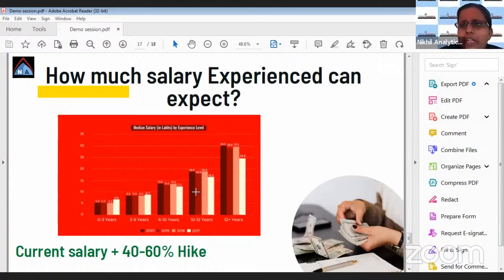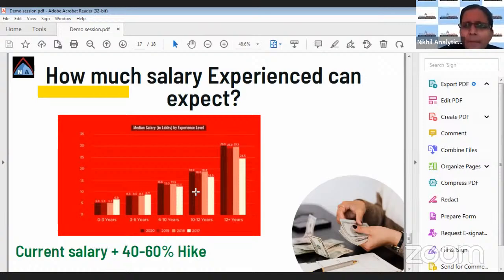If you have answered more than 60% of the questions, you can expect a 40 to 60% or 80% hike. And let me tell you, if you have answered less than 60%, then selection will not be there. So this is how the companies are hiring. You have to answer 60 to 65% of the questions to get selected and expect a hike of 40 to 60%. So the more you are prepared, the better salaries you will be offered.